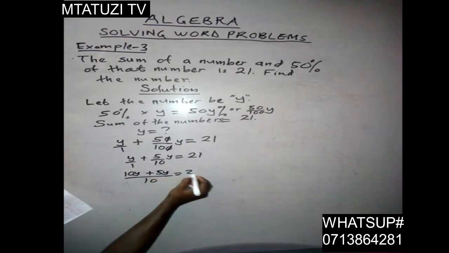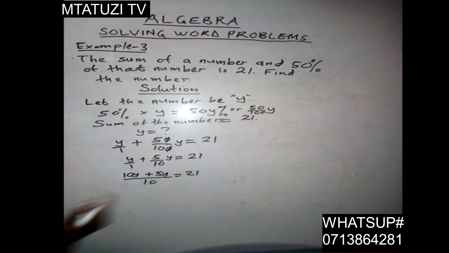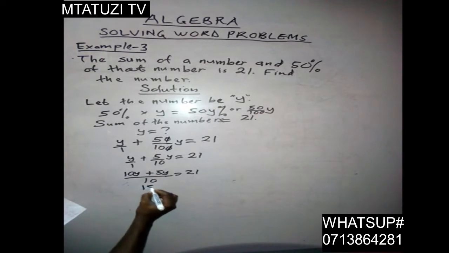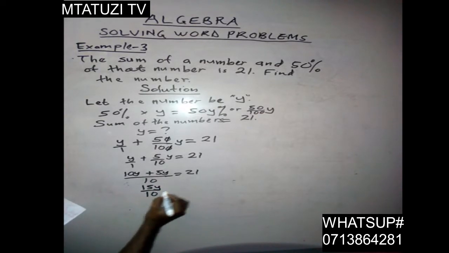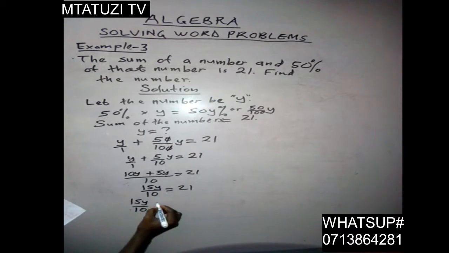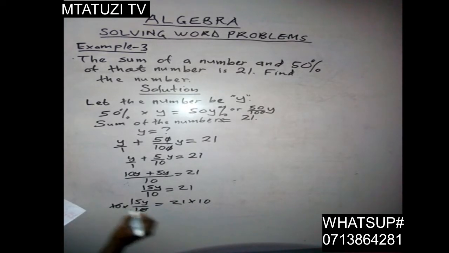Is equal to 21. So in order to solve this, we have to eliminate this 10 below. When we add upward, we get 15y over 10 is equal to 21. So in order to remove 10, we have to multiply by 10 on both sides. 10 and 10 cancel, remain 15y.